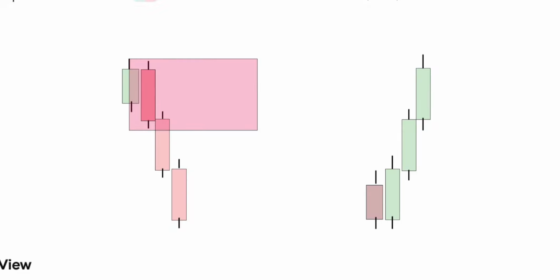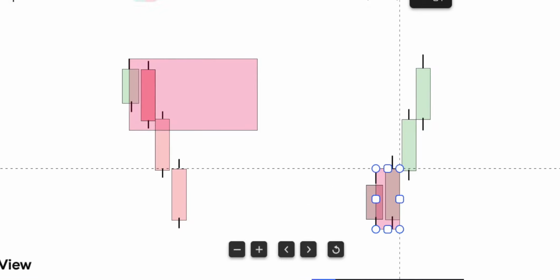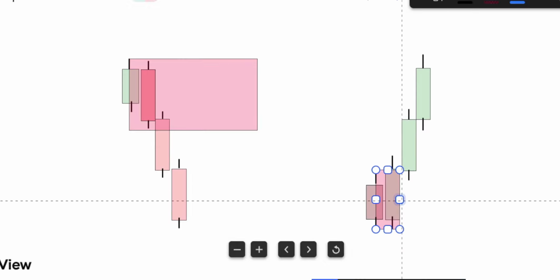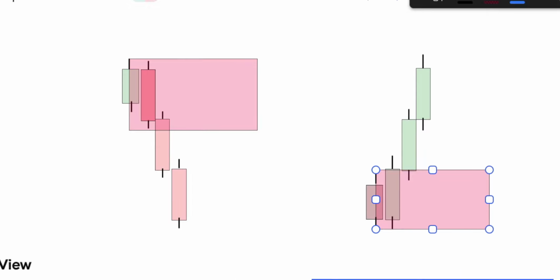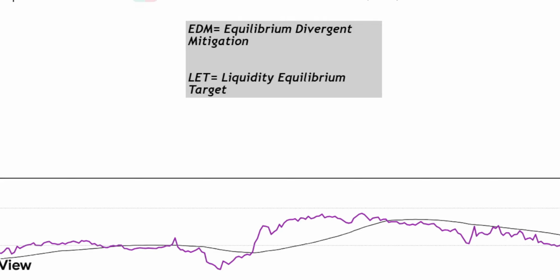Same thing goes for the demand. Mark from below to the first bullish candle, either wick or the close, it doesn't matter. Now let's talk about EDM or LED. EDM means equilibrium divergent mitigation, and LED is short for liquidity equilibrium target.